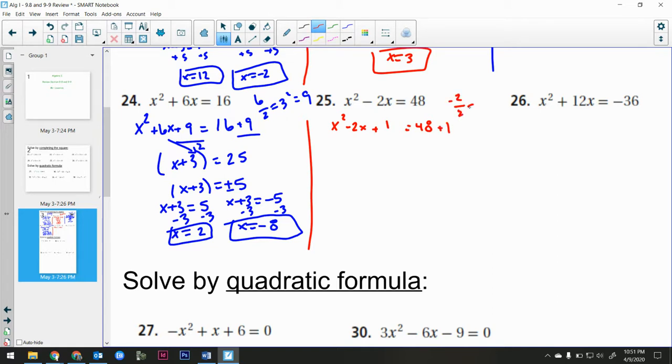Negative 2 over 2 is negative 1. So that means I get an x minus 1 squared. And then negative 1 squared is actually just 1. A lot of people are trying to write a 2 there. That would not be right.